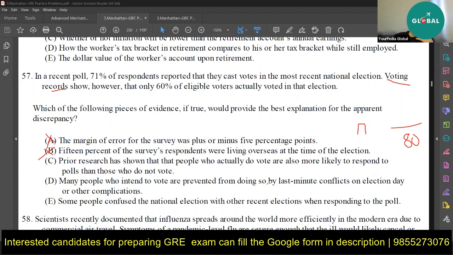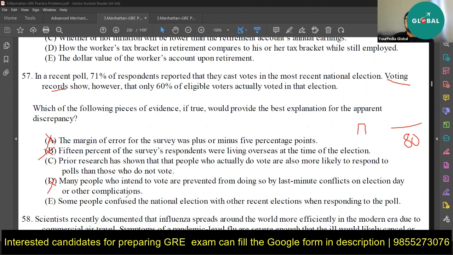So here he's saying, okay, in the last minute they had a conflict on the election day, but why would they lie in the polls? If they did not vote, they can say, we did not vote. So this is not solving the paradox. This is just giving you one piece of information, why they did not vote. That is not our issue. Our issue is that whatever people are saying, that data is not correct. So again, this is not the correct answer choice.